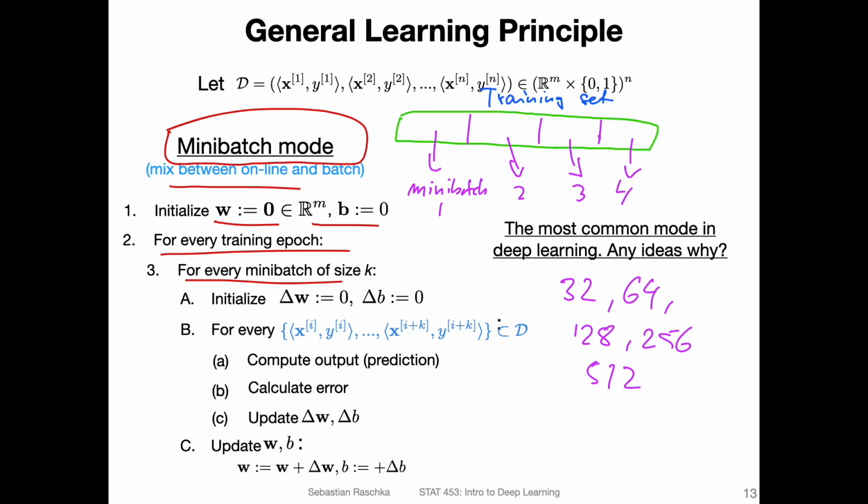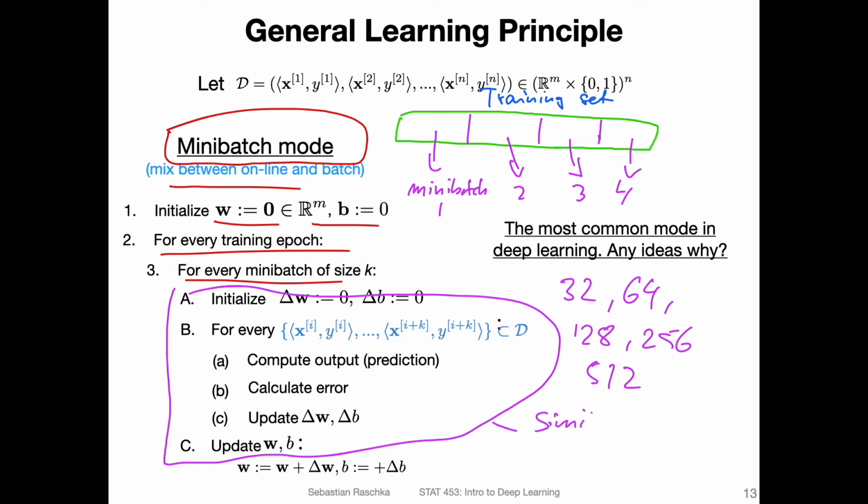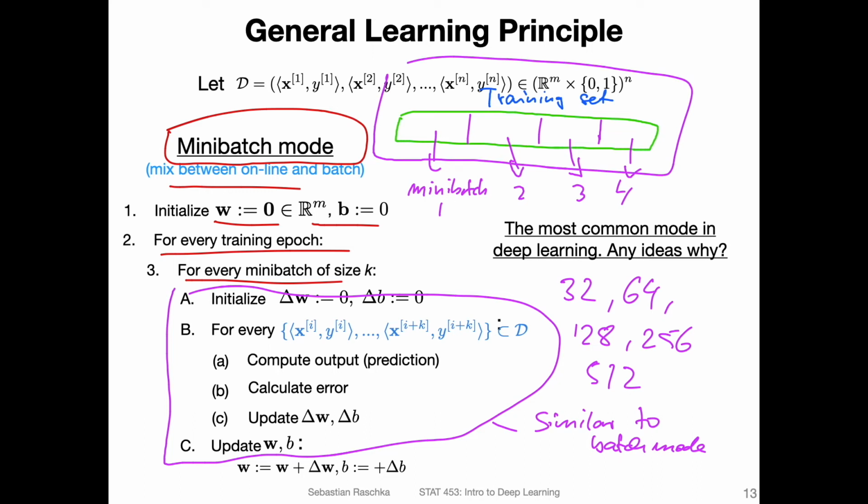In any case, this mini batch here is then essentially used like batch gradient descent. So everything down here is similar to the batch mode, except that you perform the batch mode on this smaller chunk now. So before, the batch mode was done on this whole training set.